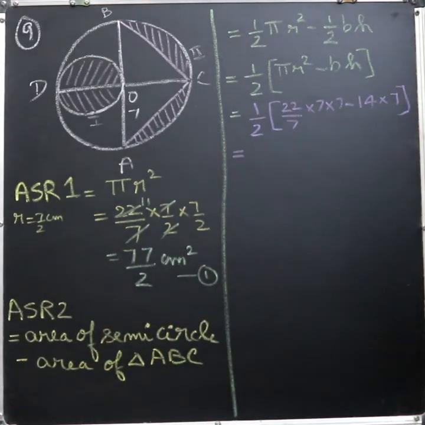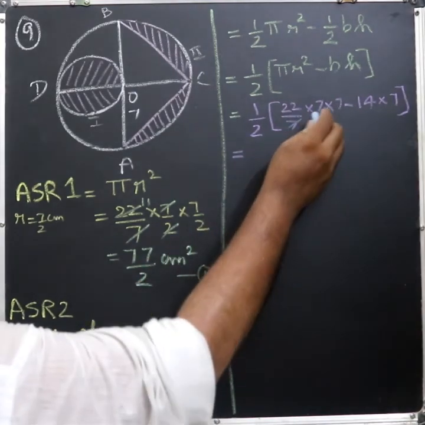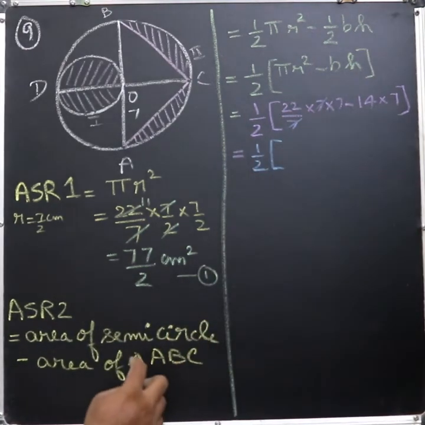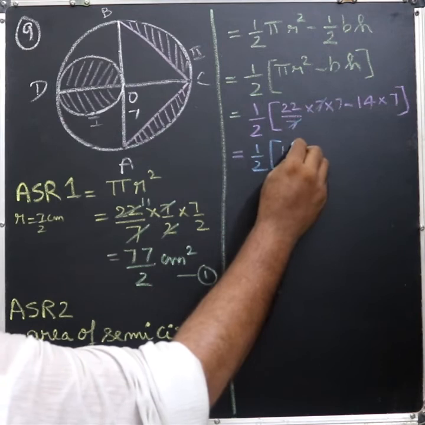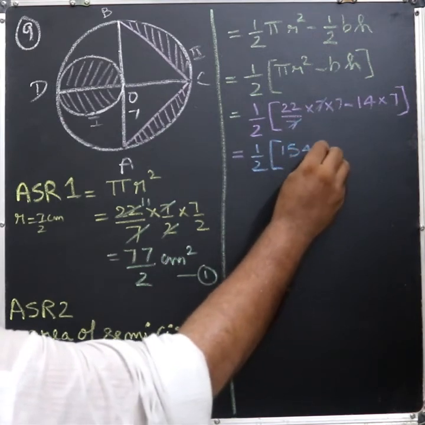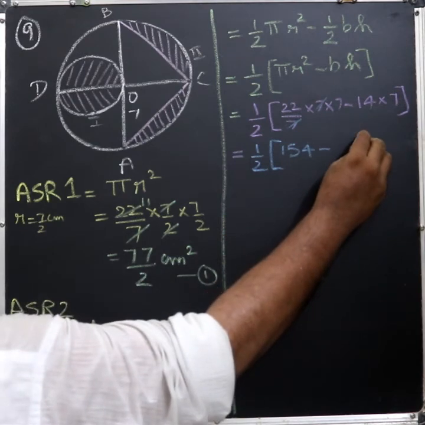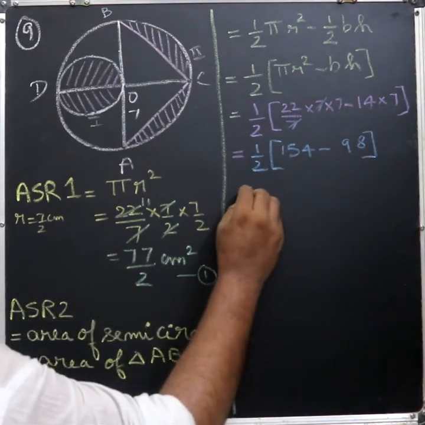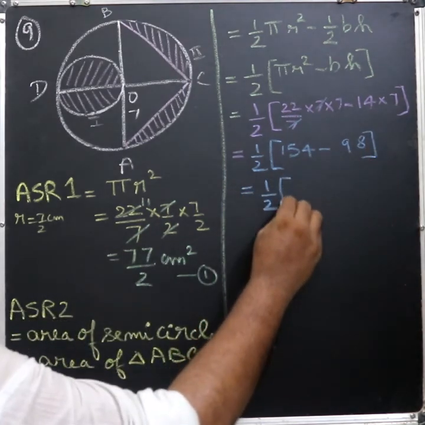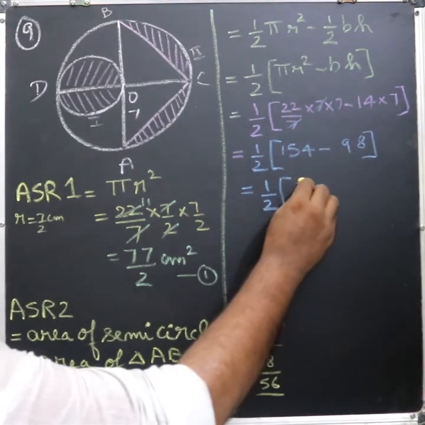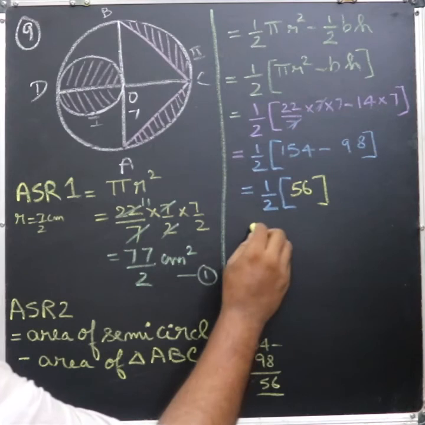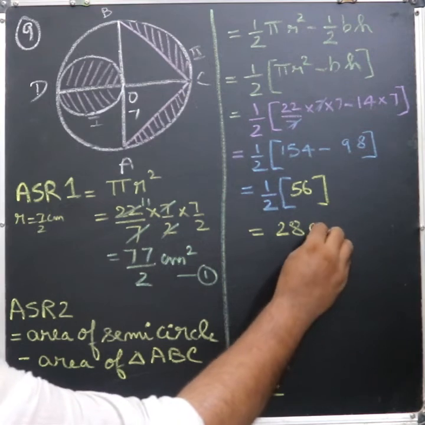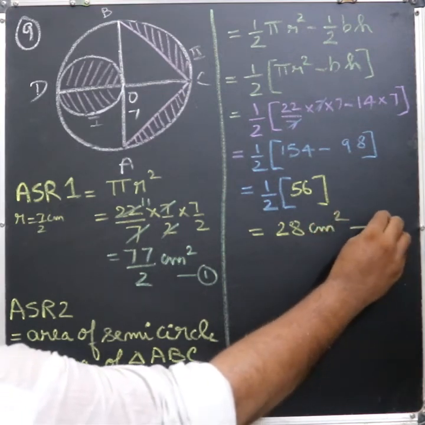Now you have 1 7 and 1 7 can be cancelled, so you have 1 by 2 into 22 into 7, that is nothing but 154 minus 14 into 7, which is 98. So it is 1 by 2 into 154 minus 98, 56. 56 divided by 2 is going to be 28. So the second answer is 28 centimeter square.